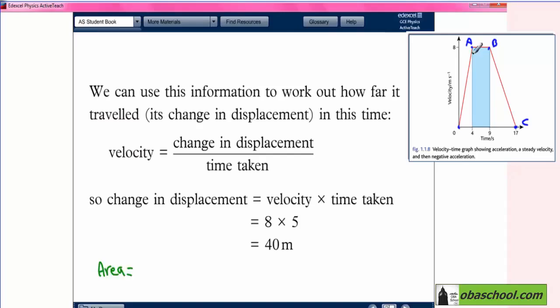Or we can get the change in displacement by getting the area of the rectangle, that is area equals length times width. From the graph, L equals 8 and W equals 5, which gives us the same answer, that is 40 meters.